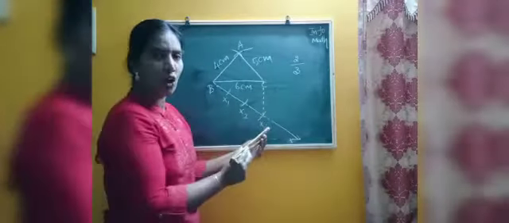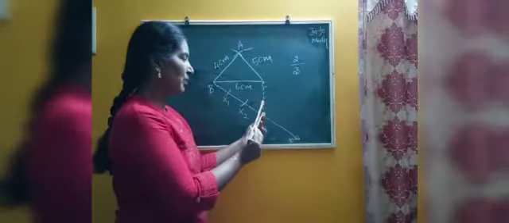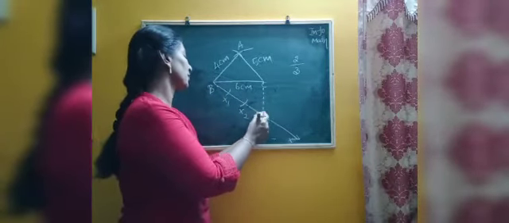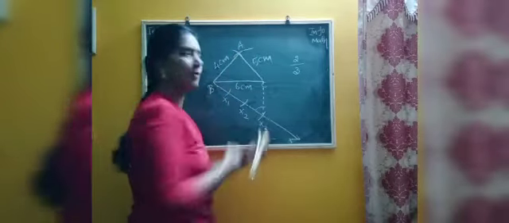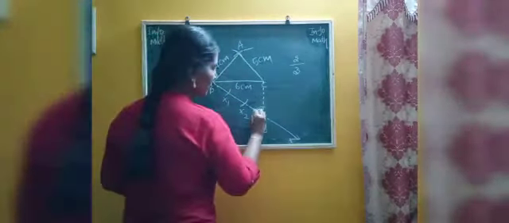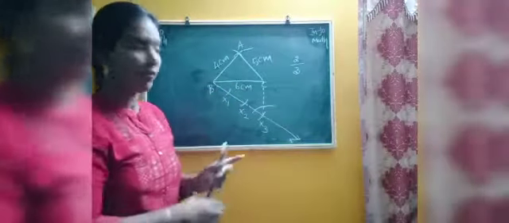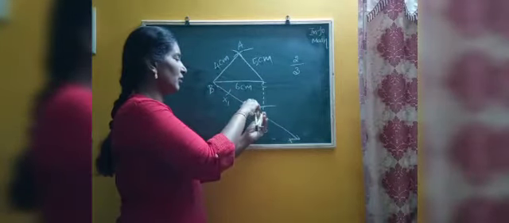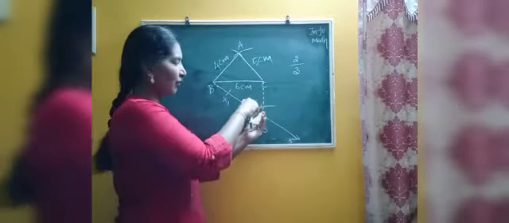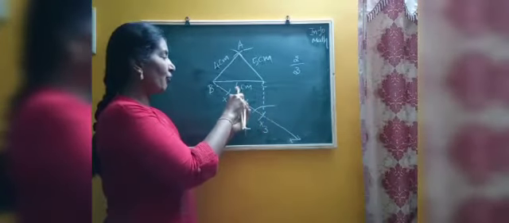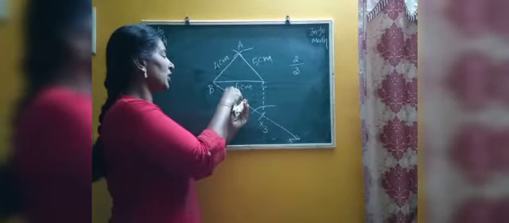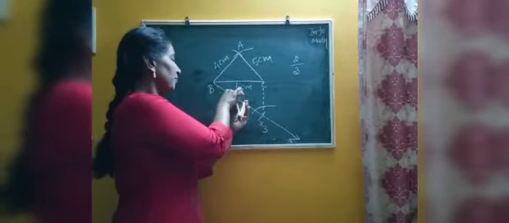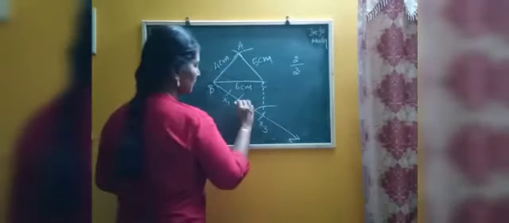Now fix your compass on X3 and draw an arc from X3. This also has no fixed measurement, so draw an arc from X3 with the same size of measurement you took for the earlier arc. Now fix it on X2 and draw another arc with the same previous measurement. This is the new arc.